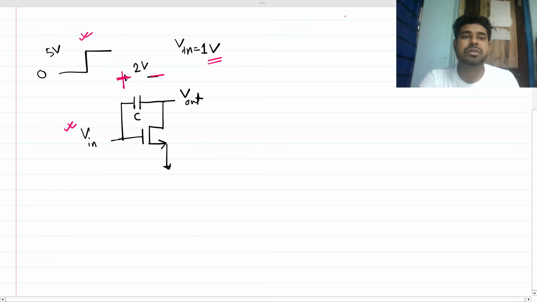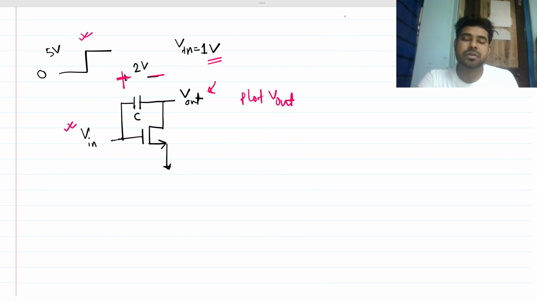What we need to plot? We need to plot what will be the V output. So we have to plot V output. We'll try to solve by intuition, not writing many equations. So what will happen?